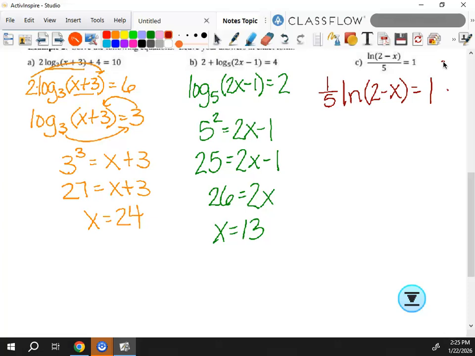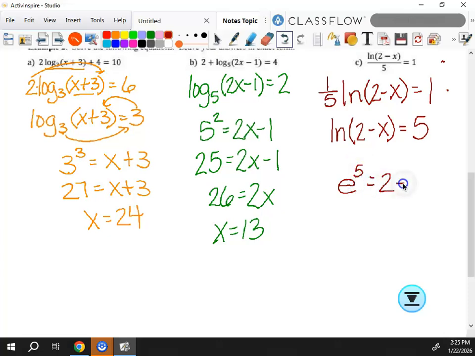But even if you did that step, which is, again, totally unnecessary for this particular question, I still am going to do the first step as multiplying by 5. So that'll give me the natural log of 2 minus x equals 5. Okay. Now, is my log isolated? Yes. Now I can rewrite it. What's the base of my exponential? e. So it'd be e to the 5th equals 2 minus x.